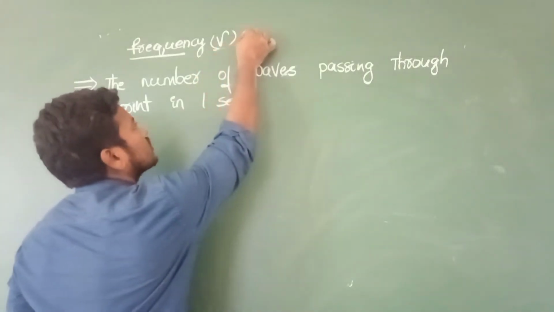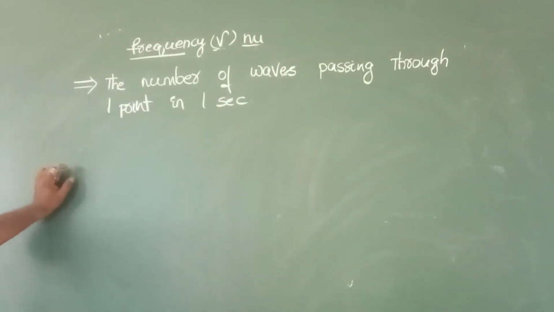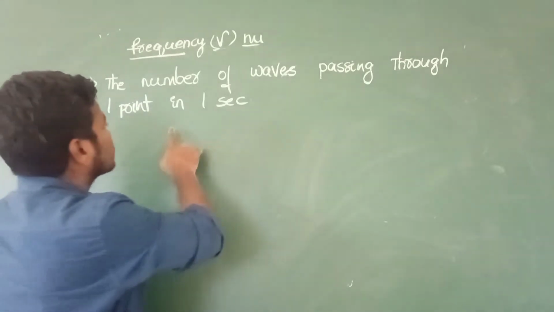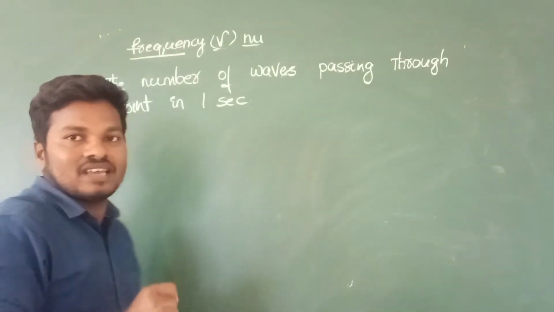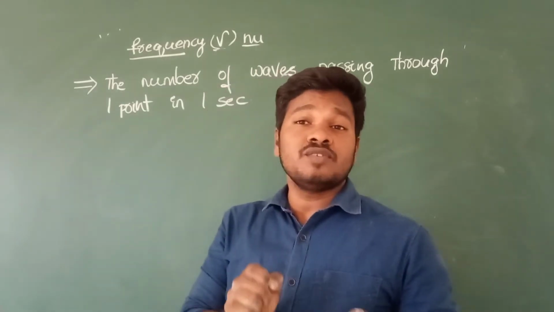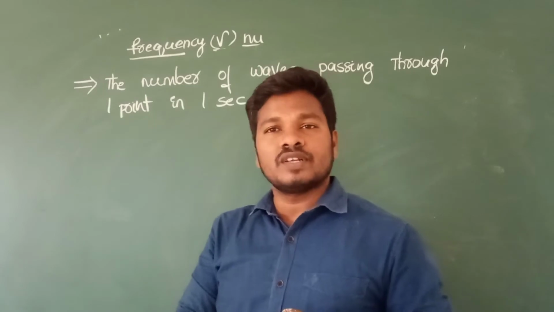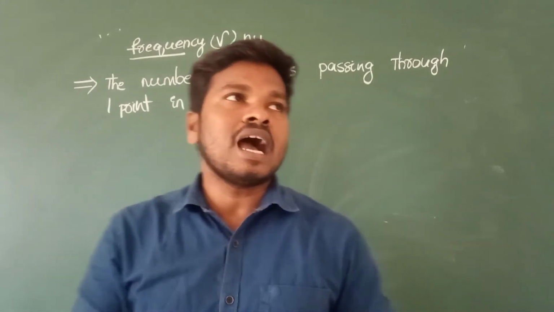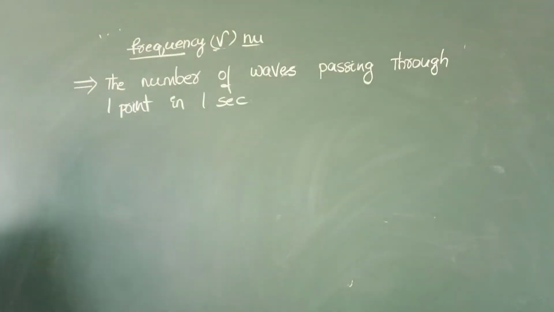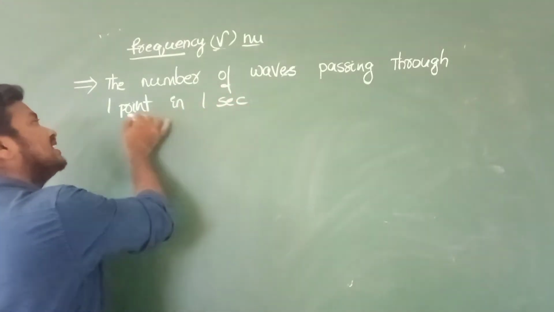Frequency, this is called mu. It is nothing but the number of waves passing through one point in 1 second. So in 1 second, how many waves are passing? Based on that only we will calculate the frequency. We have a formula also.